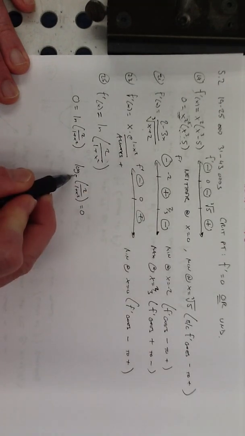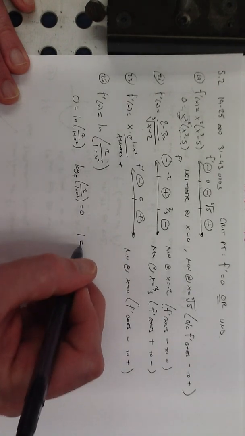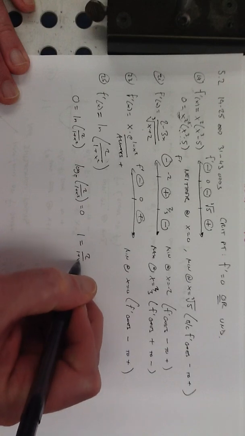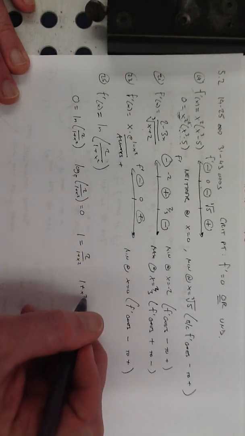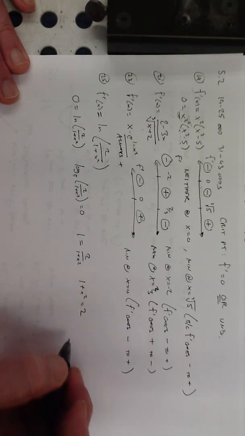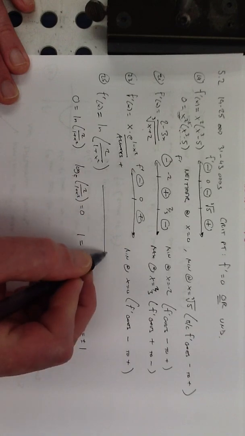And then so that's the same as e to the 0 equals that. E to the 0 is 1. And then algebra. And then it looks like x is going to be plus or minus 1.